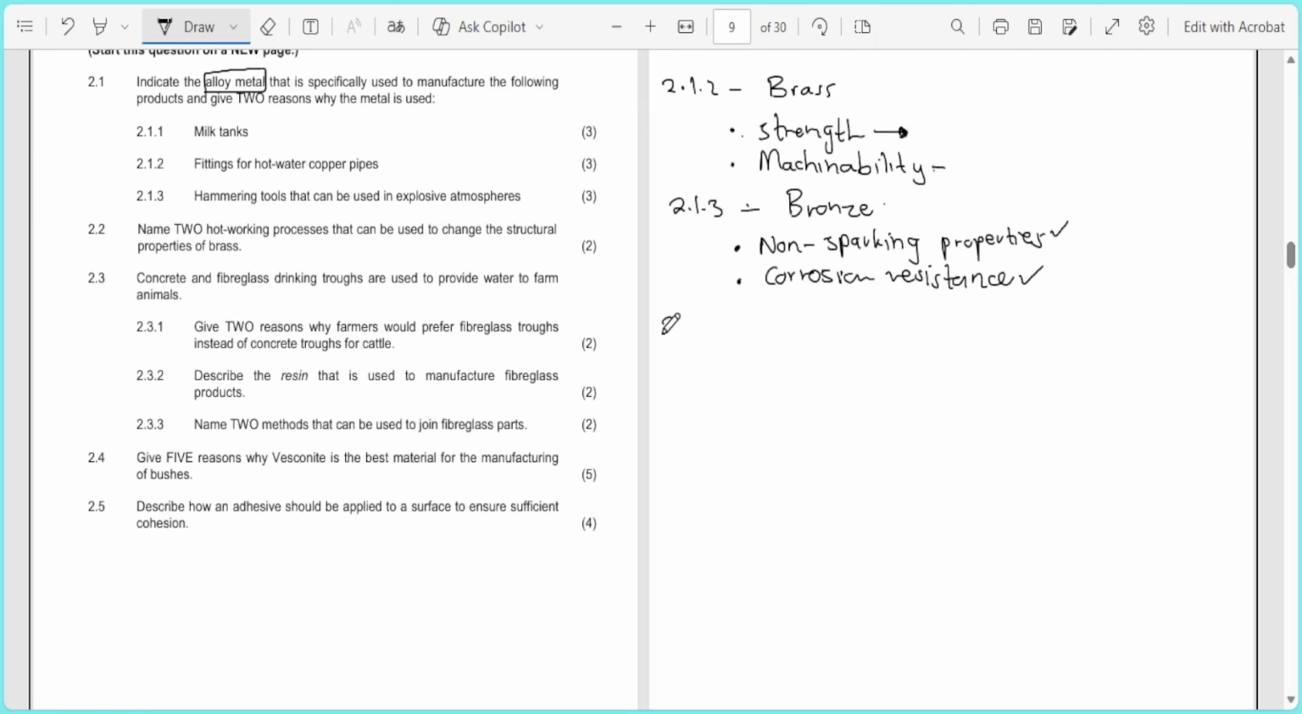Now for 2.2, name two hot working processes that can be used to change the structural properties of brass. Okay, this is textbook stuff. First of all, we have annealing, and we also have stress relieving.